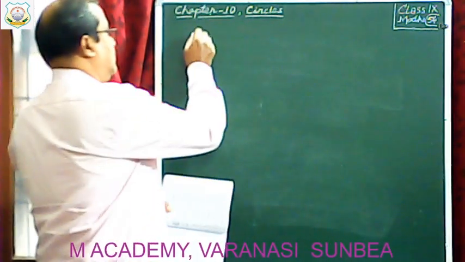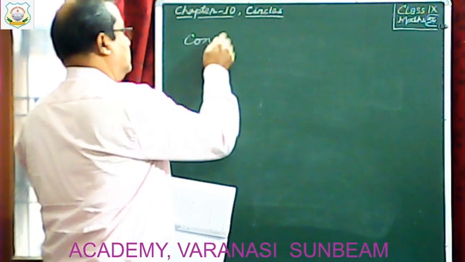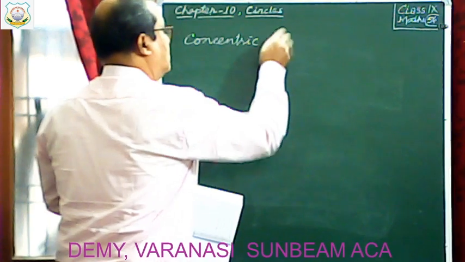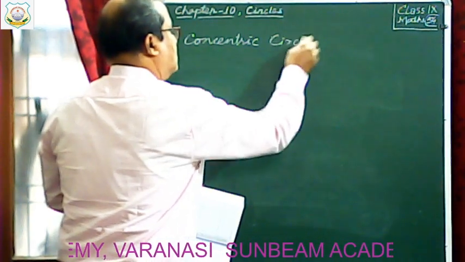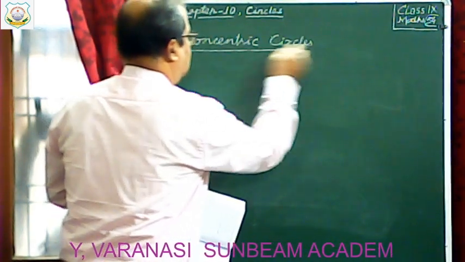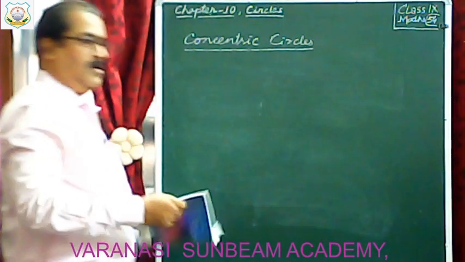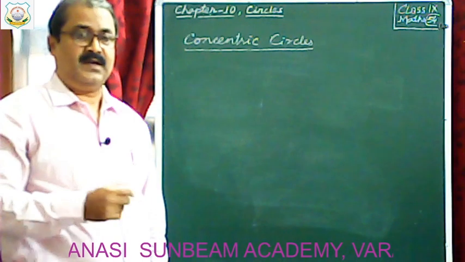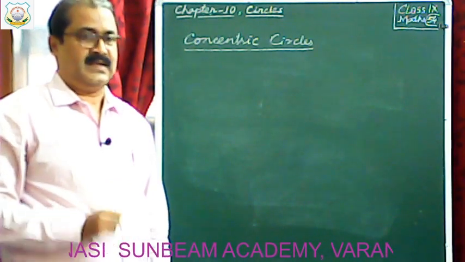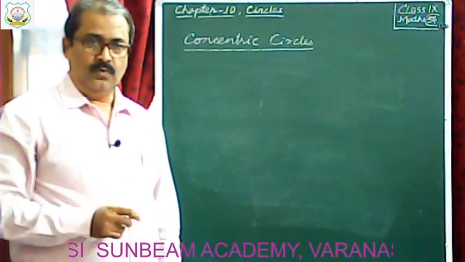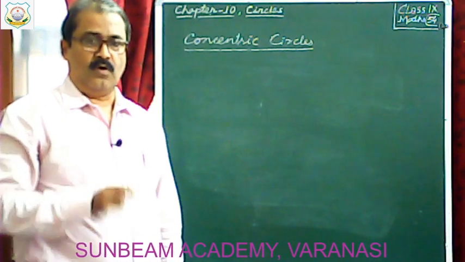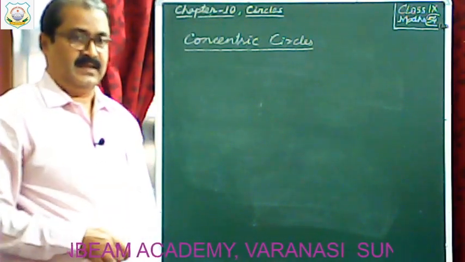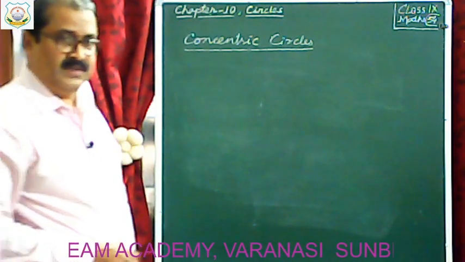Concentric circles. If two or more circles are drawn with the same center and different radii, they are known as concentric circles.